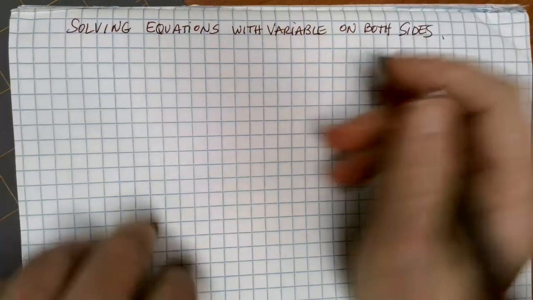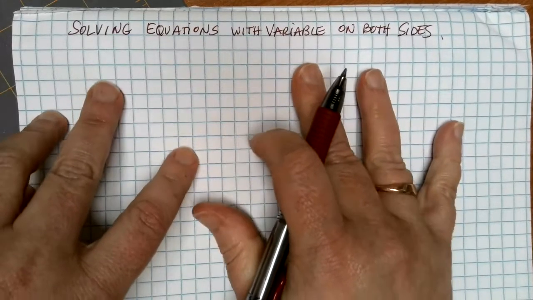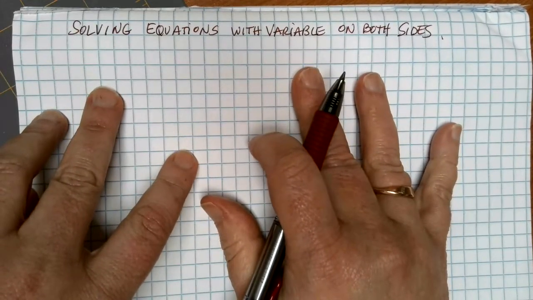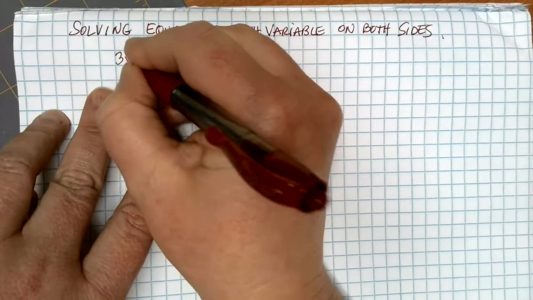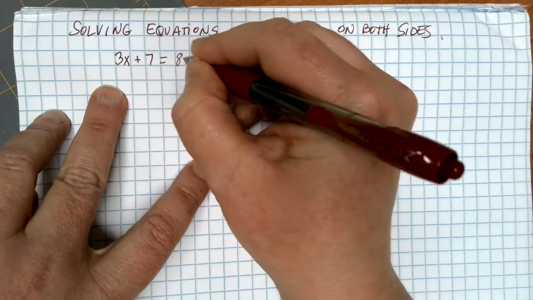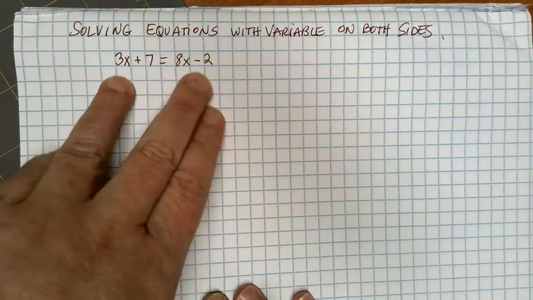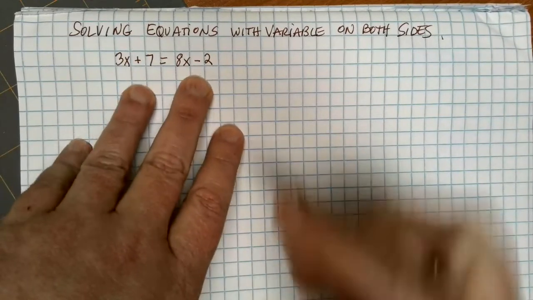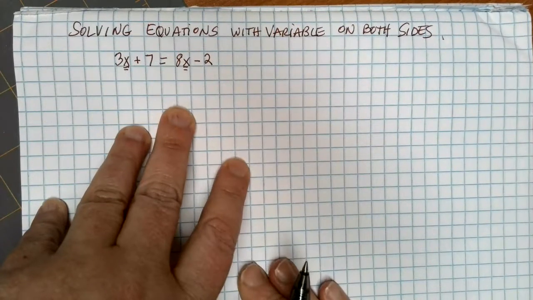The last complication that we can get on variable or equations of this type is ending up with variables on both sides. Let's suppose that we have a problem that looks like this. 3x plus 7 is equal to 8x minus 2. And let's suppose that I want to solve for x. Well, when I look at this problem, it's really hard to get x alone when there's more than one x.